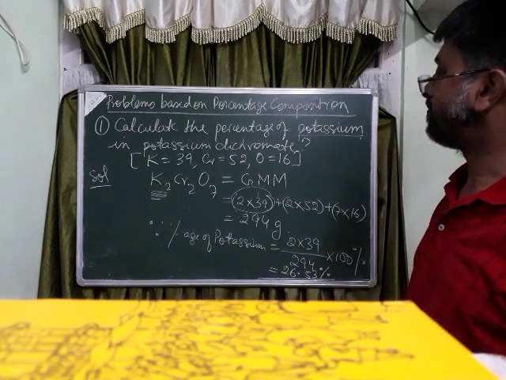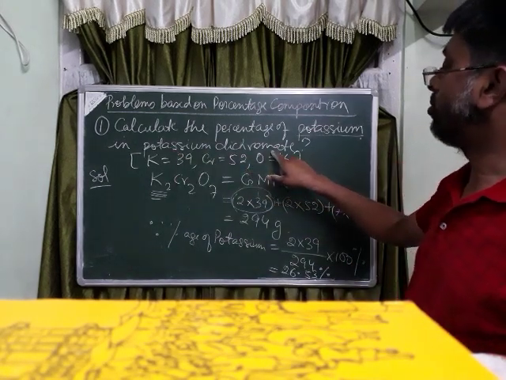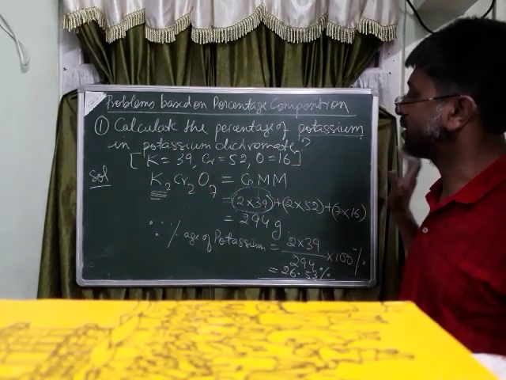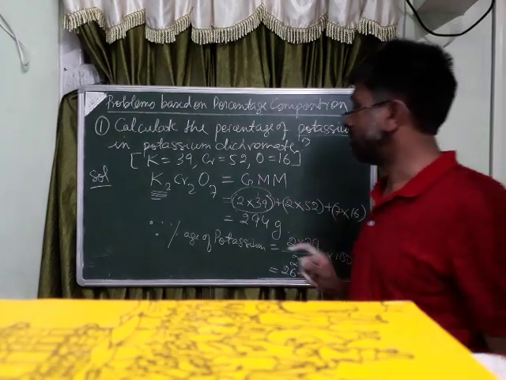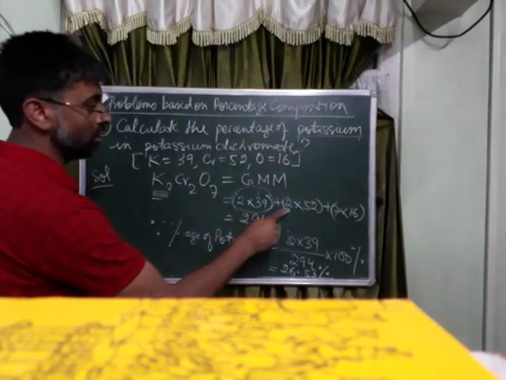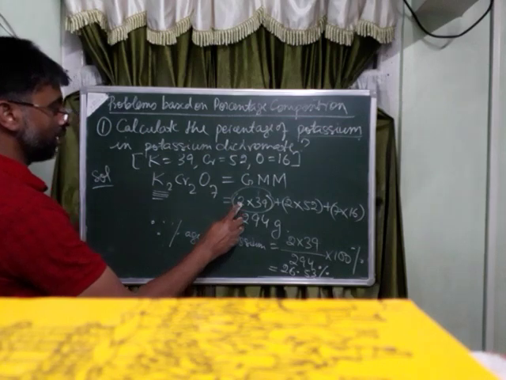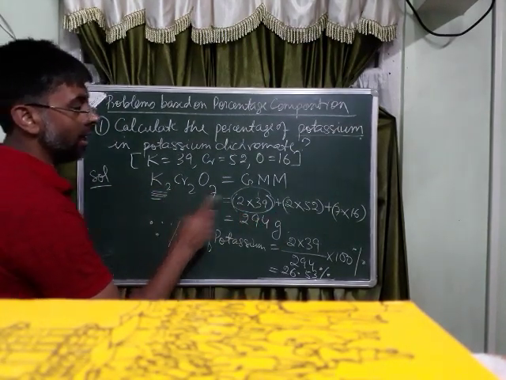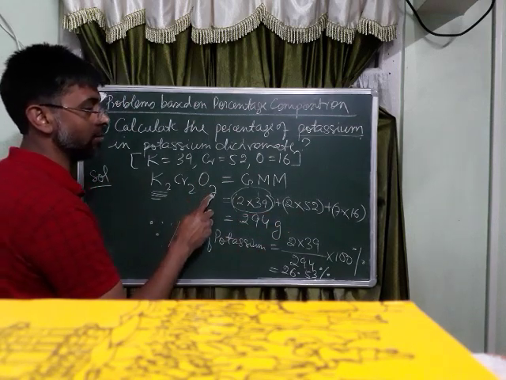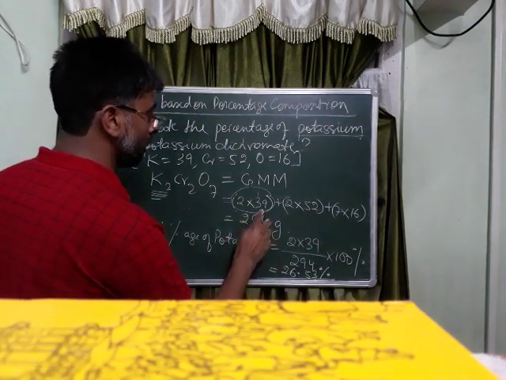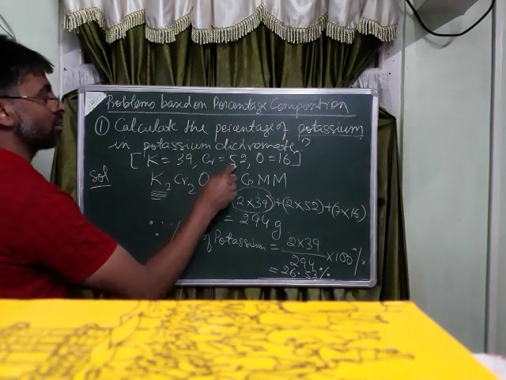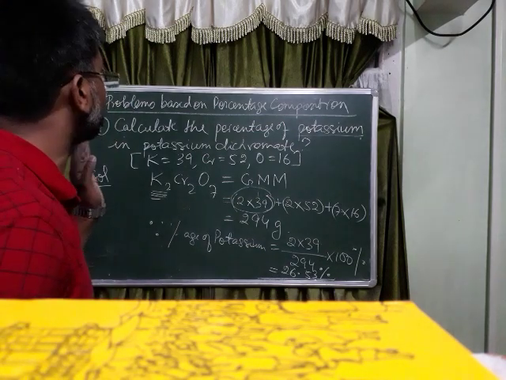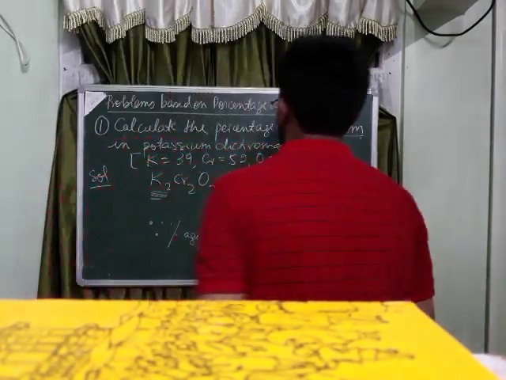It is very simple, you know. We must be able to work out the formula from the name which is given, and using the atomic masses, calculate the gram molecular mass. Okay, I have shown you nicely over here. This 2 is there because 2 atoms of potassium. This 2 is there because there are 2 atoms of chromium. And this 7 is there because oxygen, there are 7 atoms. And this number 16, 52 and 39, they stand for the atomic weights of the respective elements present in this compound potassium dichromate. So this is one problem which I have done based on percentage composition.